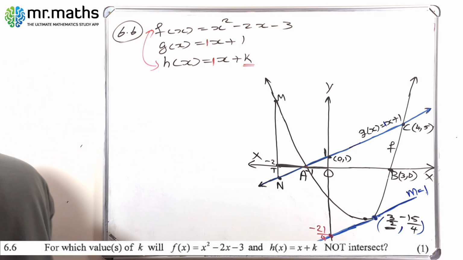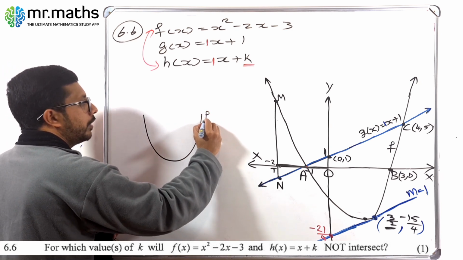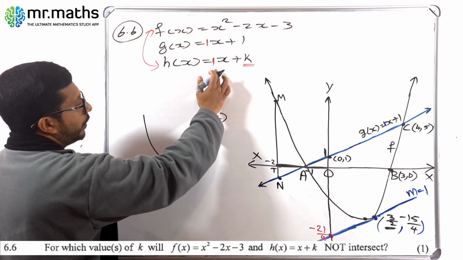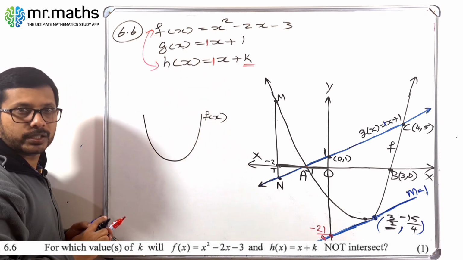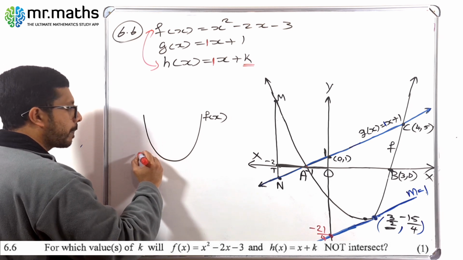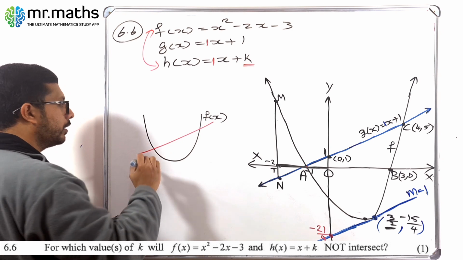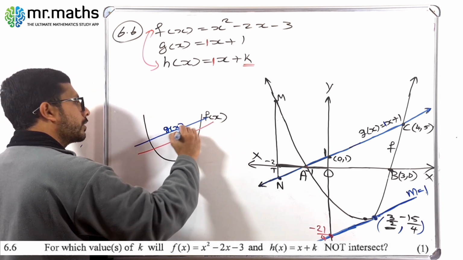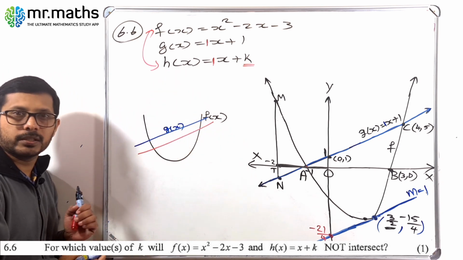Let me draw our f of x and the g of x here. This is our f of x graph. And this is a g of x graph, and this h of x graph is parallel to g of x. Okay, so if I draw that h of x graph here, assume that this one is our g of x graph. And I draw h of x parallel to g of x.